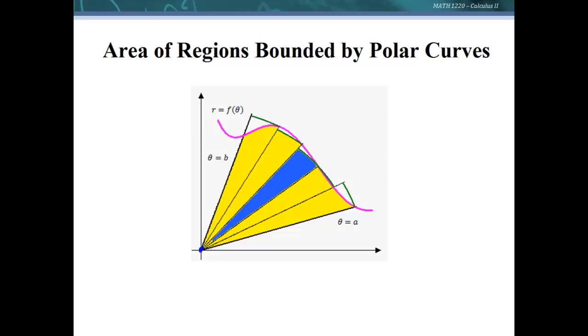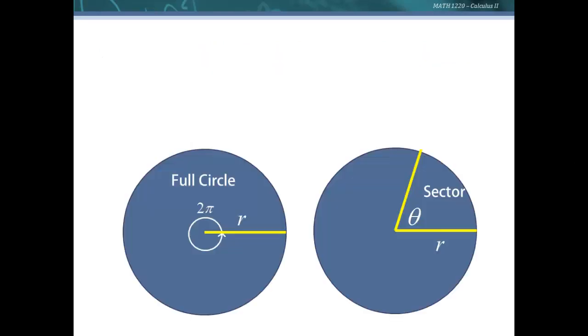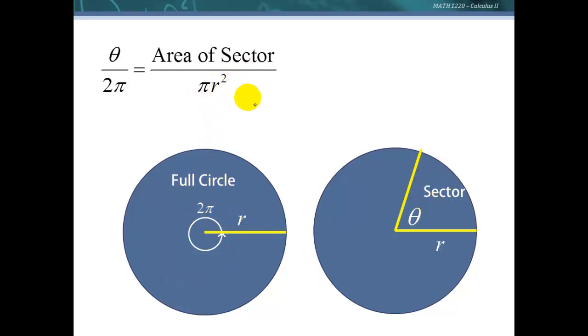If we remember from trig, let's remind ourselves. We have proportionality here between a sector in a circle and a full circle. So we can look at the angle of a sector theta, compare it to 2 pi, and that will be proportional to the area of this sector compared to the area of this whole circle, which is pi r squared. Then we could solve this for the area of the sector by multiplying by pi r squared both sides, and then we could cancel the pi's. So the area of a sector is 1/2 r squared theta.